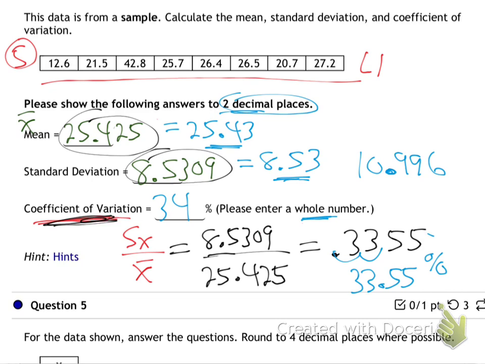So remember what you do. You circle the place you're going to stop at and look one to the right of that. I'm going to stop here, two places past the decimal. Look one to the right of that. If it's a 5 or more, up you go. So how do you take 10.99 and go up by 1? 11.00.